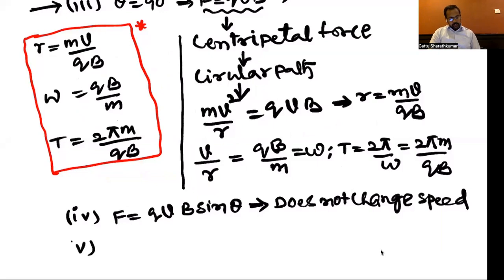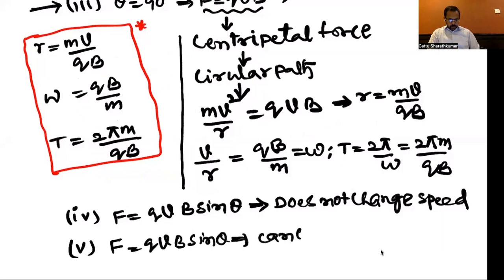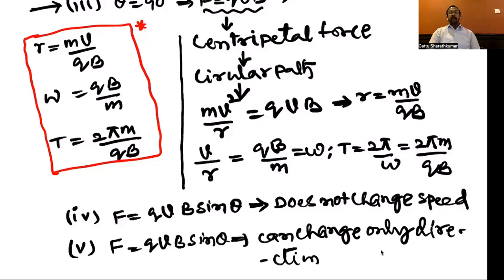Fifth point, what you can say is F equal to qvB sine theta can change only direction. It cannot change speed. So there is no change in kinetic energy due to magnetic force. There will be only direction change due to magnetic force. There won't be any change in speed due to magnetic force. I hope up to this you understood.